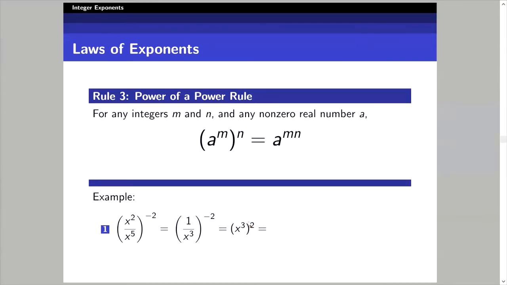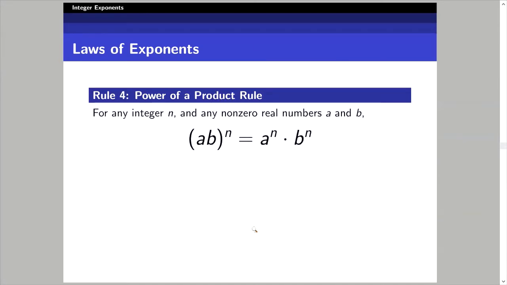And then finally, you can distribute or you can multiply this 2 because exponent raised to another exponent, you get the product. It is 6. Not 5. You don't add the exponents here. You multiply the exponent. All right? Okay, let's move on to rule number 4.